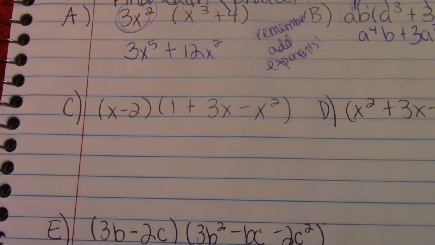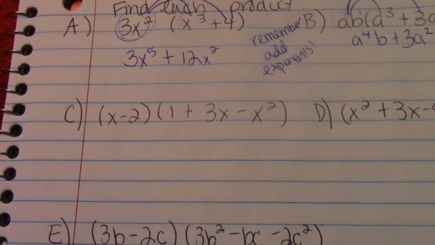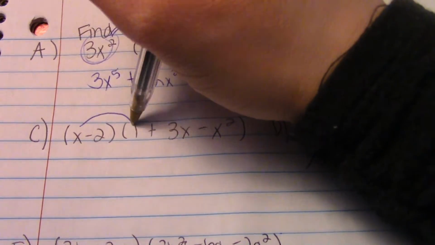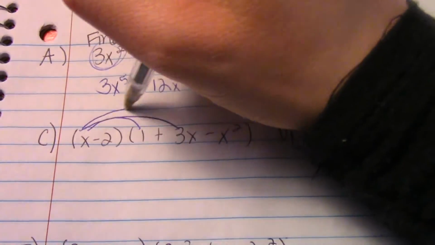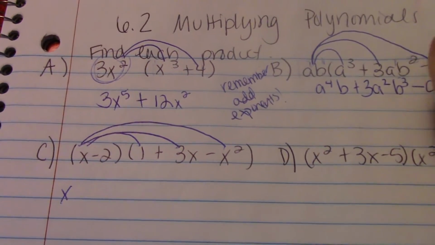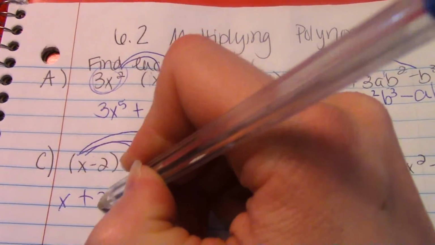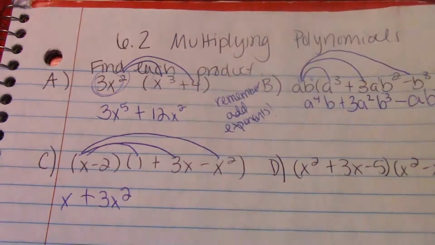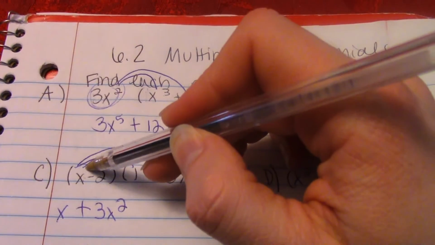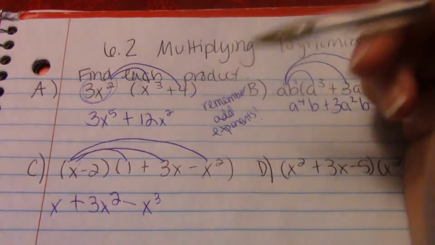Let's try C. When they're with the parentheses, they're a lot like FOIL, but foiling is just a type of distribution. We're going to take whatever's the first one here, and it goes to all the pieces in the next piece. So x times 1 makes x. x times 3x makes 3x, and there's two x's, so 3x squared. x times negative x squared, so there's 1 plus 2 makes 3. So negative x cubed.